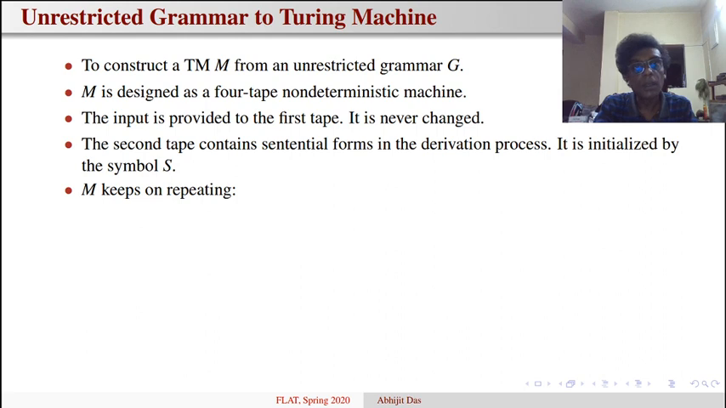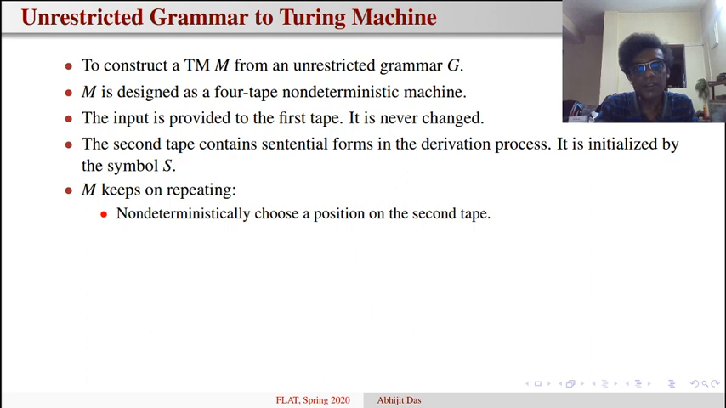Okay. Fine. The second, third and fourth steps are used for different purposes for some non-deterministic cases, as we will see. So this machine M will keep on doing this thing. It first non-deterministically chooses a position on the second step, which contains a sentential form. Just some position, with the hope that it can make a substitution of alpha by beta starting from that position.